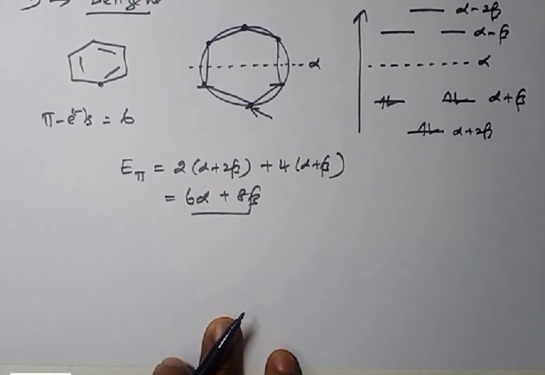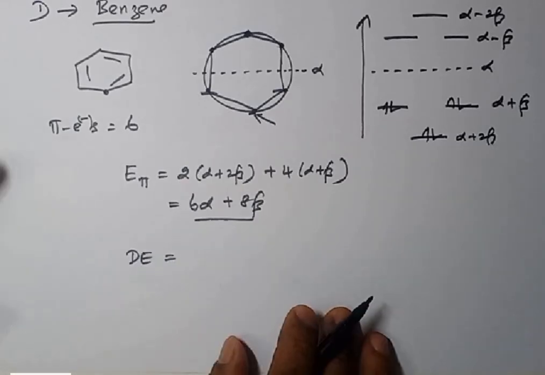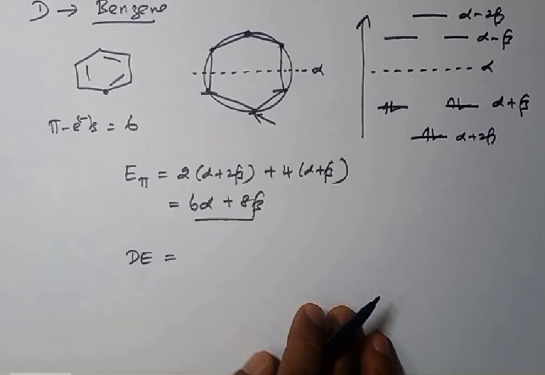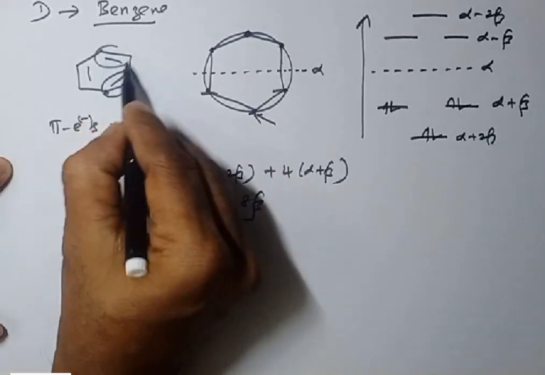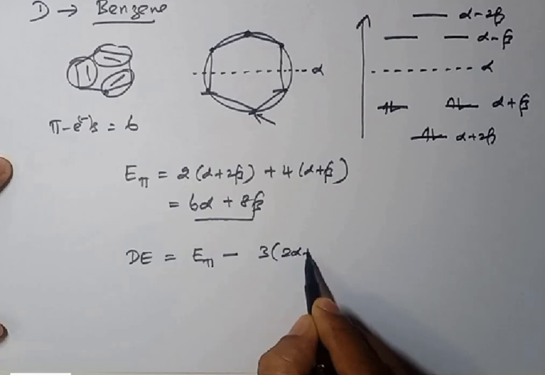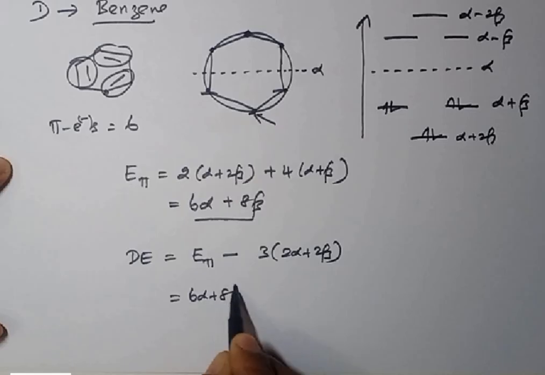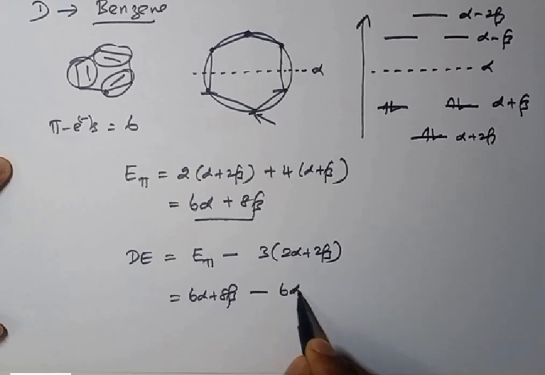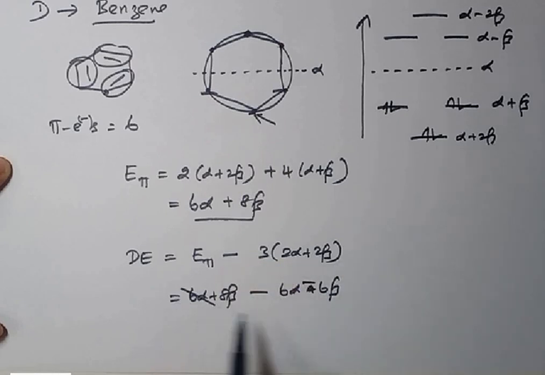Take note. Next, find the delocalization energy of benzene. How to do that? The delocalization energy is the pi electronic energy minus the energy of the localized system. There are 3 ethene-like systems, so 3 times, and for each ethene the energy is 2 alpha plus 2 beta. So this is 6 alpha plus 8 beta, minus 6 alpha plus 6 beta. The 6 alpha cancel, and 8 beta minus 6 beta gives 2 beta.